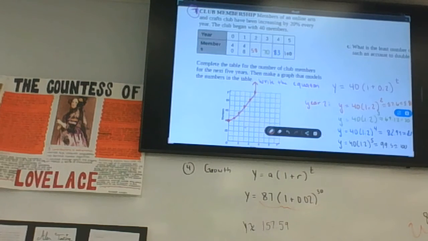Two more problems on here, and then you're done. Nice graph. Get your table worked out. How are you doing the problem? Nice graph. Nice graph.